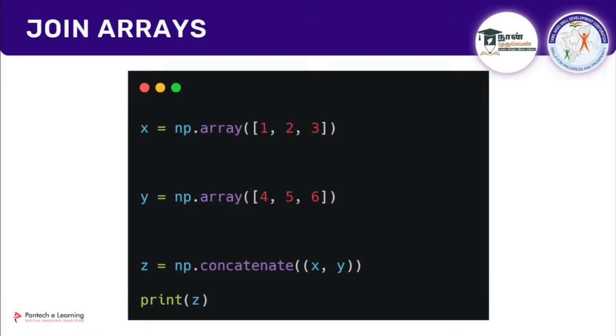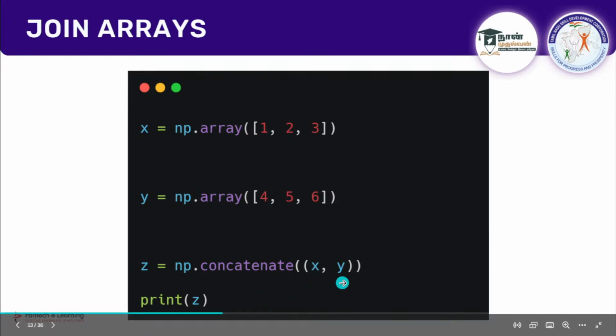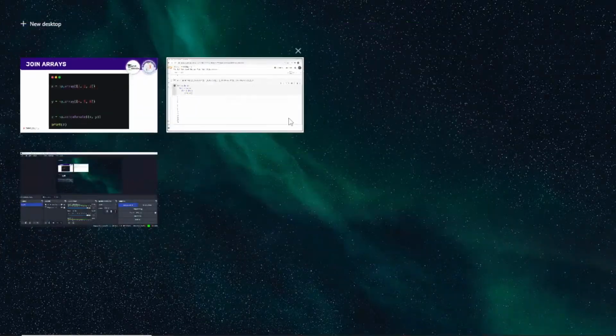So next will be combining arrays. For example, if you are having two arrays, two one-dimensional arrays, if you want to combine them, you can go with dot concatenate, and if you pass it inside like a tuple, it is going to combine them, okay, and give you the result. So we'll see this.